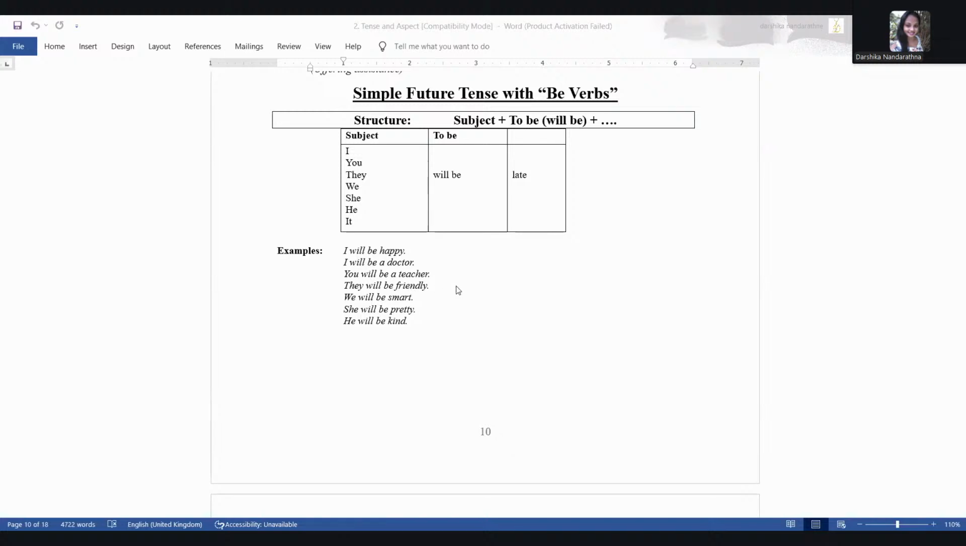So here we use will be, subject plus will be plus a noun or an adjective to tell about a condition or state. Okay, we can use will be in future continuous tense too, but there we use it with another purpose. There we use a verb after will be in ing form. Sentence structure is different and the purpose of using it is different.